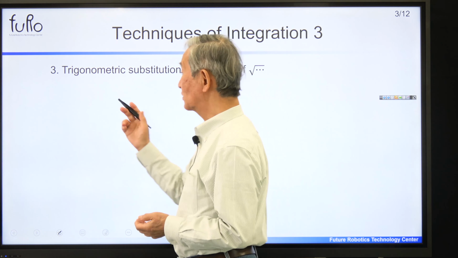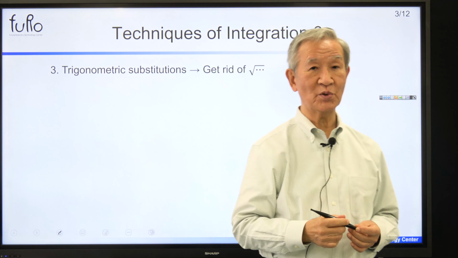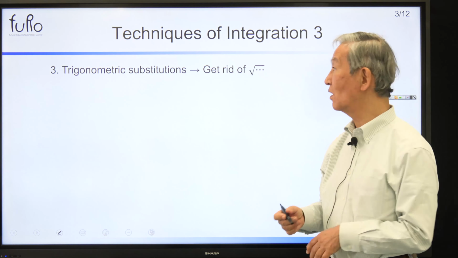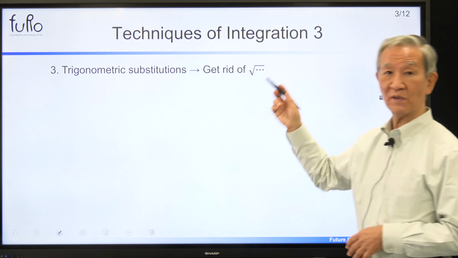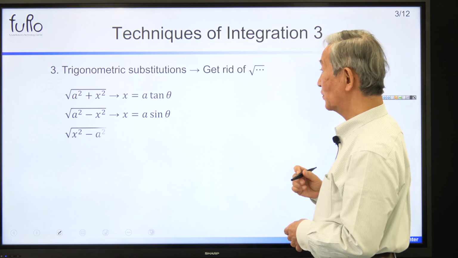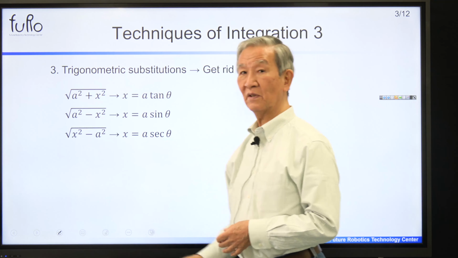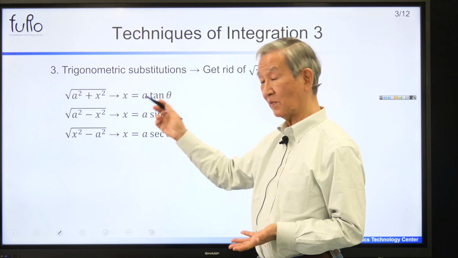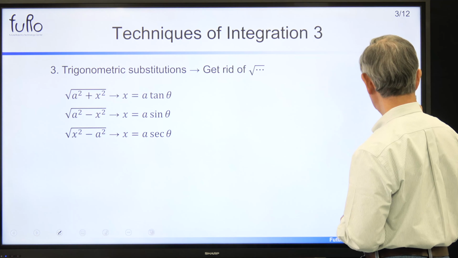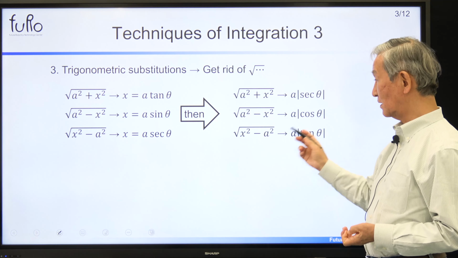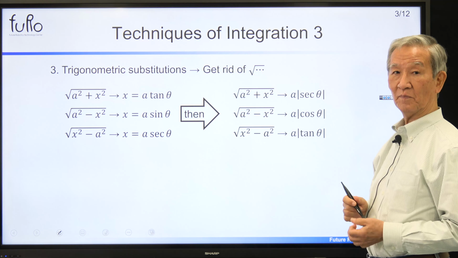Trig functions are so useful, so you can use those functions in many different situations. One of them is this: get rid of the square root. How? Suppose you have those square roots. You set x equal to a tangent theta, sine theta, or secant theta for those cases. Then this squared is a times secant theta, this is a times cosine theta, this is a times tangent theta.